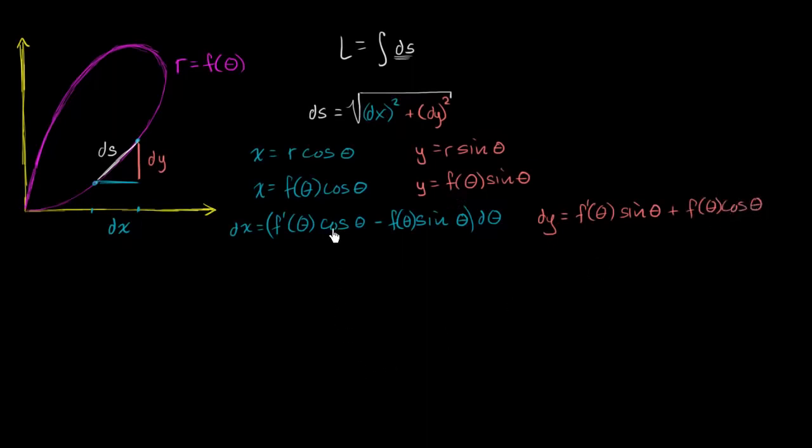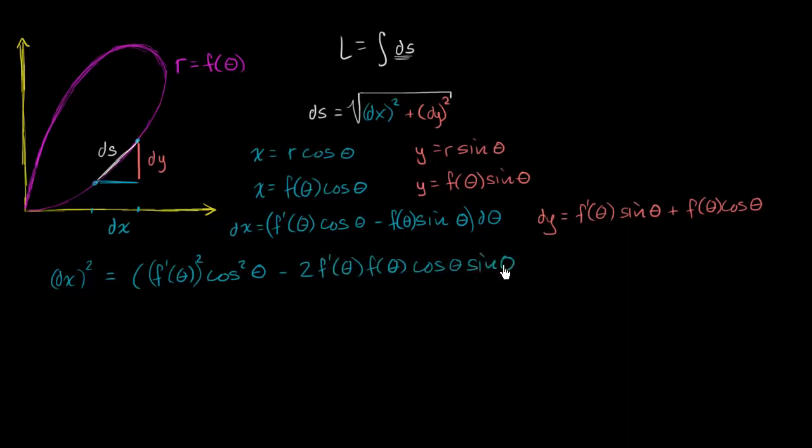Cosine of theta. And now if we want to figure out what ds is, we're going to have to take the sum of dx squared and dy squared. So let's do that. dx squared is going to be equal to, we just need to square all of this. So I'm just going to square this and then multiply that times d theta squared. That's going to be f prime of theta squared cosine squared theta minus 2 times the product of these, minus 2 times f prime of theta f of theta cosine theta sine theta, and then this one squared. Negative times negative is positive, so plus f of theta squared sine squared theta. So that's dx squared.